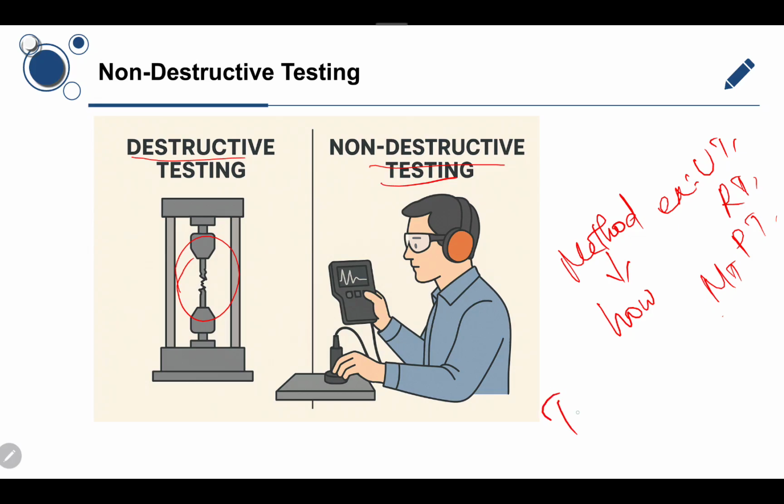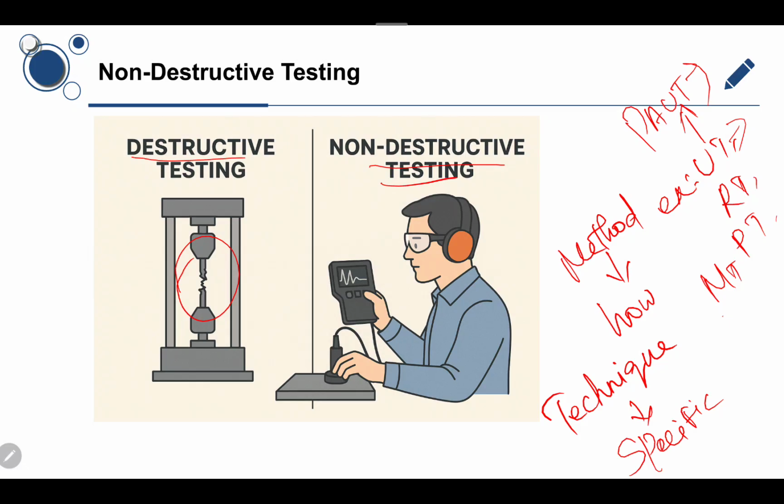A technique is a specific way a method is applied for inspection. It describes how the test is executed. This is a specific way. UT is a method and the technique is PAUT. The same principle is used in UT and PAUT. This is the basic difference between method and technique.